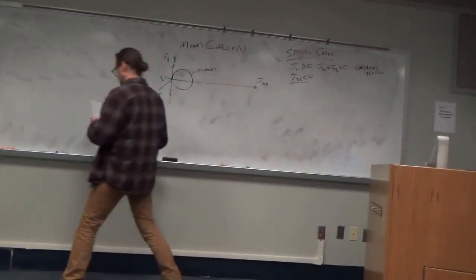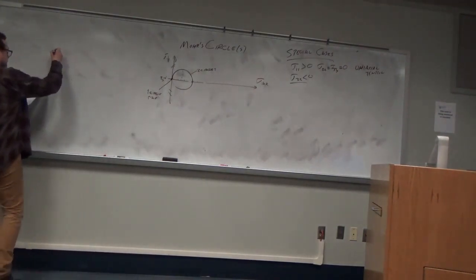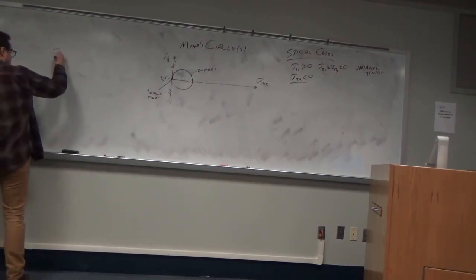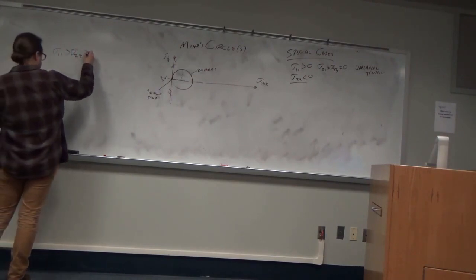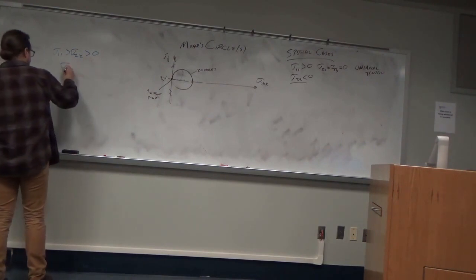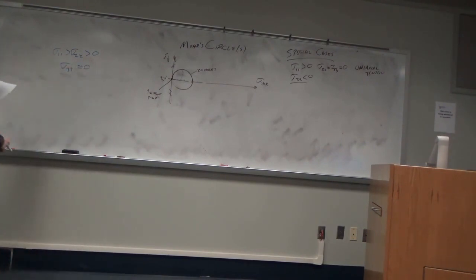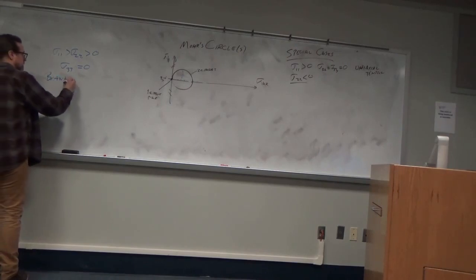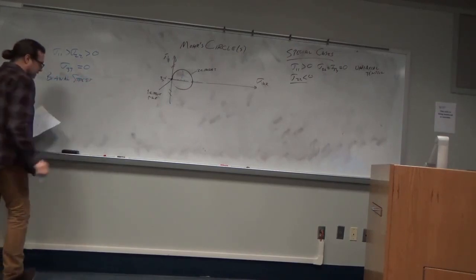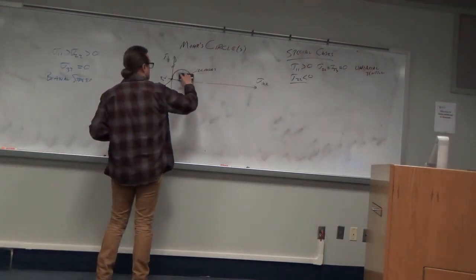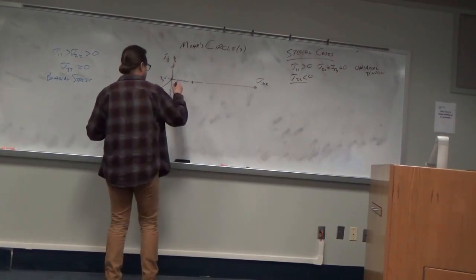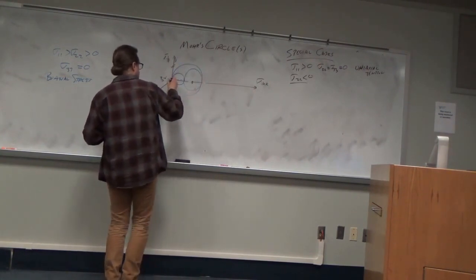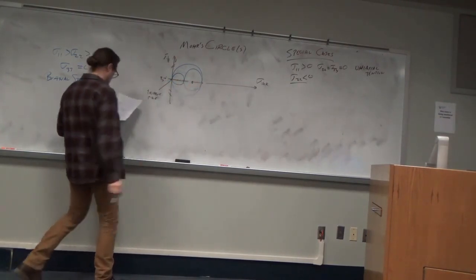We can go to color. Sigma 1 greater than sigma 2 greater than zero, and sigma 3 equal to zero. That's biaxial strain, or biaxial stress. And that will give you something that looks like this. So that one is going to be at zero, and then your other two on that side.